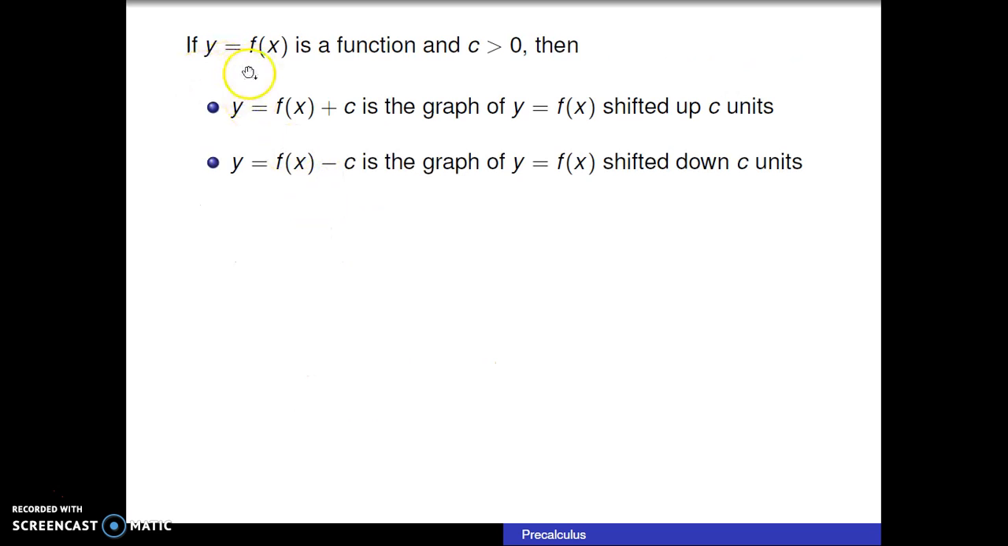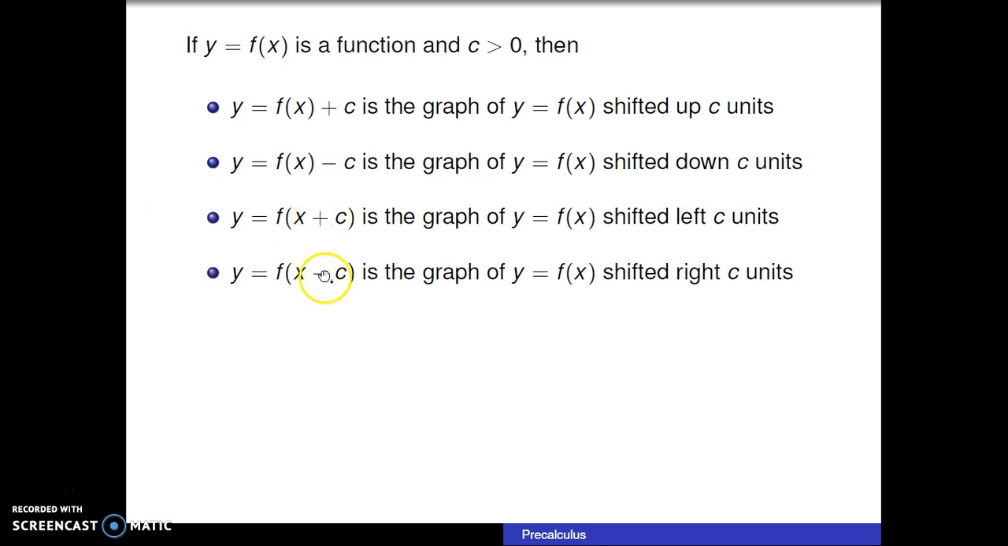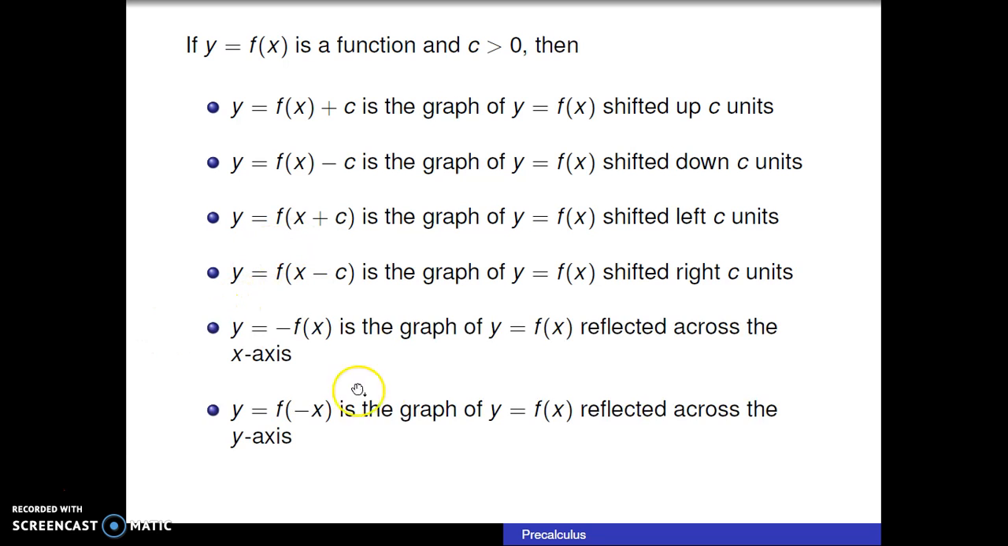So if we start off with a function y equals f of x, and we do a plus or minus c on the outside, then that's going to be a shift up or down. If we do a plus or minus c inside with the x, then that's going to be a shift left or right. And notice that the plus c on the inside is left, which may be opposite of what you think. And then a minus outside, reflection across the x-axis. A minus inside, reflection across the y-axis.